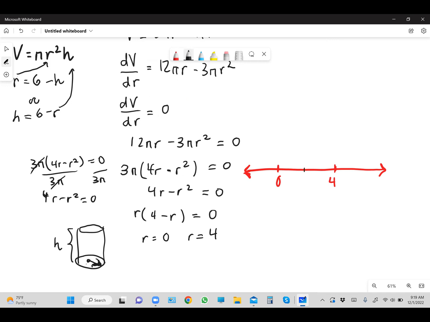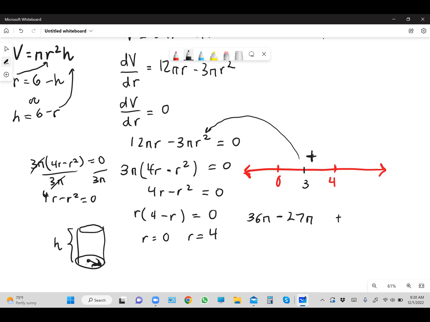So we have here 3. And we're going to test 3. So let's substitute 3 into the derivative, correct? So we're going to substitute it into this guy. So basically you have 12 times 3, 36 pi, minus 9 times 3, 27 pi. Obviously that comes out positive. So over here it's positive. So the function is increasing between 0 and 3.